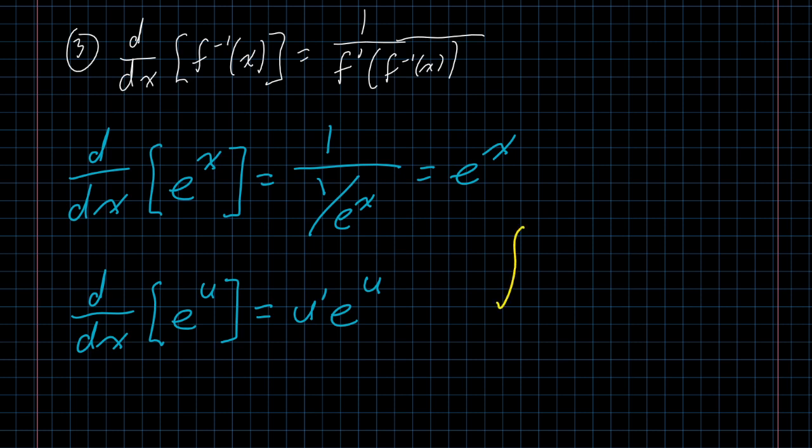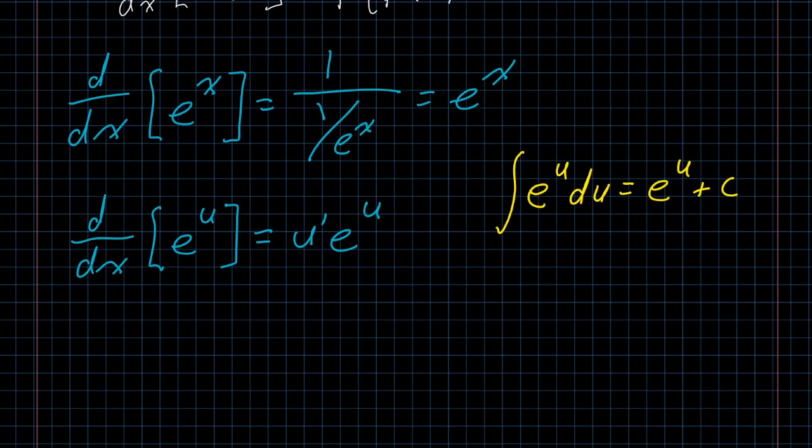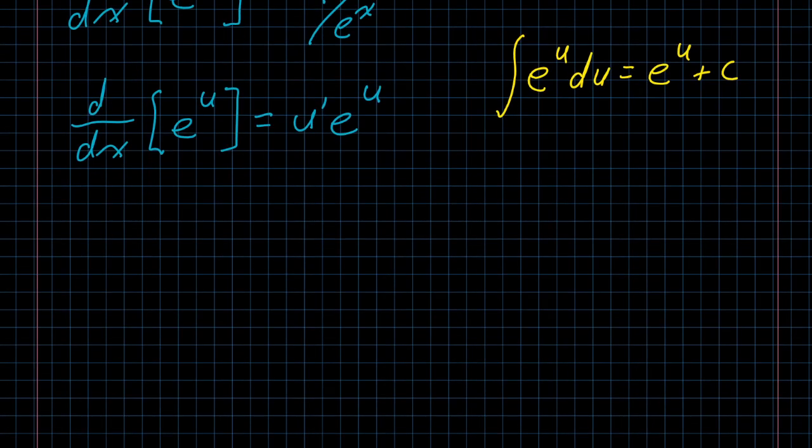And from that, we can establish the integral rule. Right, just integrating both sides of that expression will give us e to the u du. The integral of e to the u du is equal to e to the u plus c. All right, that's it. That's all there is to it.